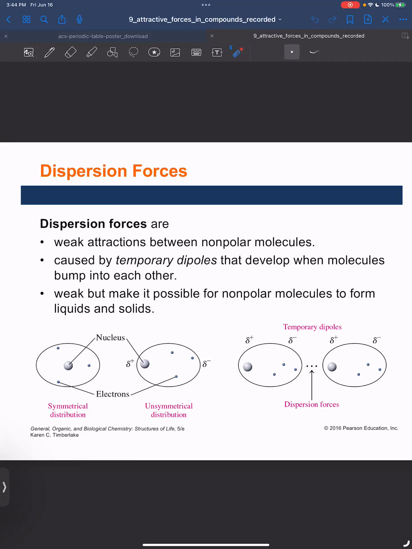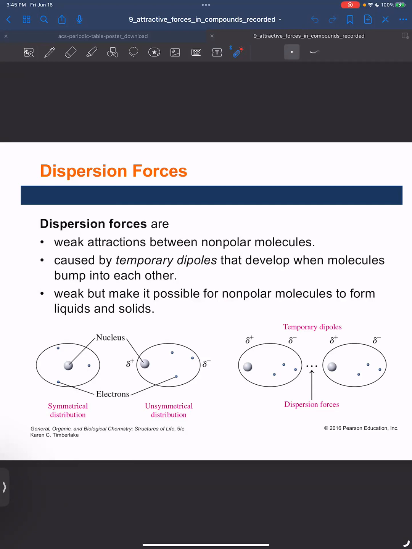So I like to think of this if you've ever done bumper cars. You're driving a car and then someone comes and bumps up against you, and that interaction causes a temporary disruption, or a temporary dipole in this case here. And this is a dispersion force. That's weak, but it does make it possible for nonpolar molecules to form liquids and solids rather than just being gases at room temperature.